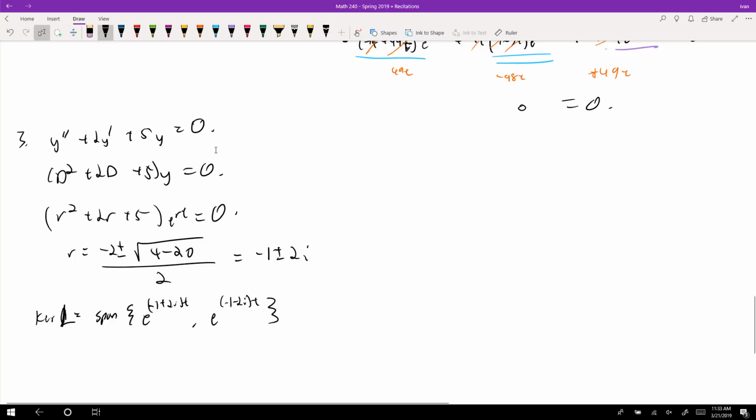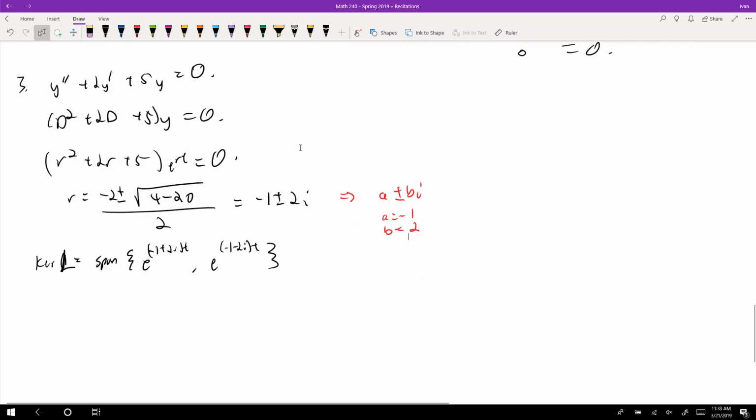So what we do instead is the following. This right here is of the form a plus or minus bi, so your roots are a plus or minus bi, and in this case a is equal to -1 and b is equal to 2, okay? So now the kernel of L is also equal to the span of e to the at cosine bt, comma, e to the at sine bt.